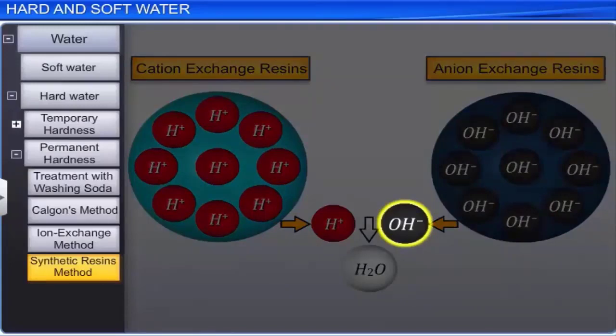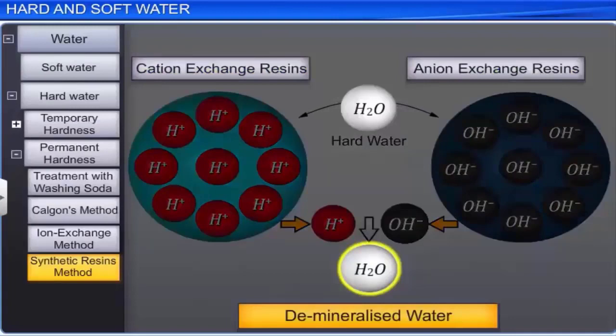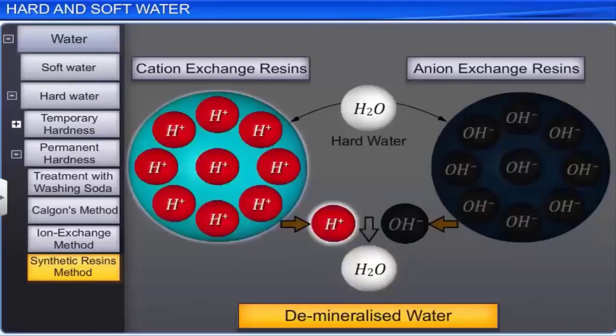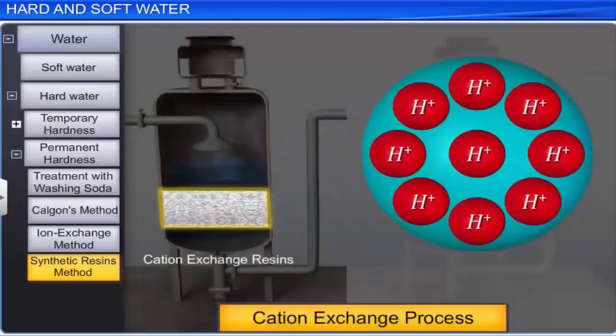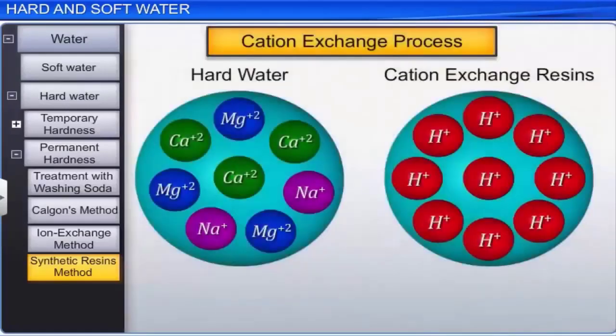in hard water. Pure demineralized or deionized water, free from all soluble mineral salts, is obtained by passing hard water successively through a cation exchange resin in the H+ form and an anion exchange resin in the OH- form. In the cation exchange process, the H+ ions in RCOO-H+ are exchanged with sodium, calcium and magnesium ions present in the hard water.